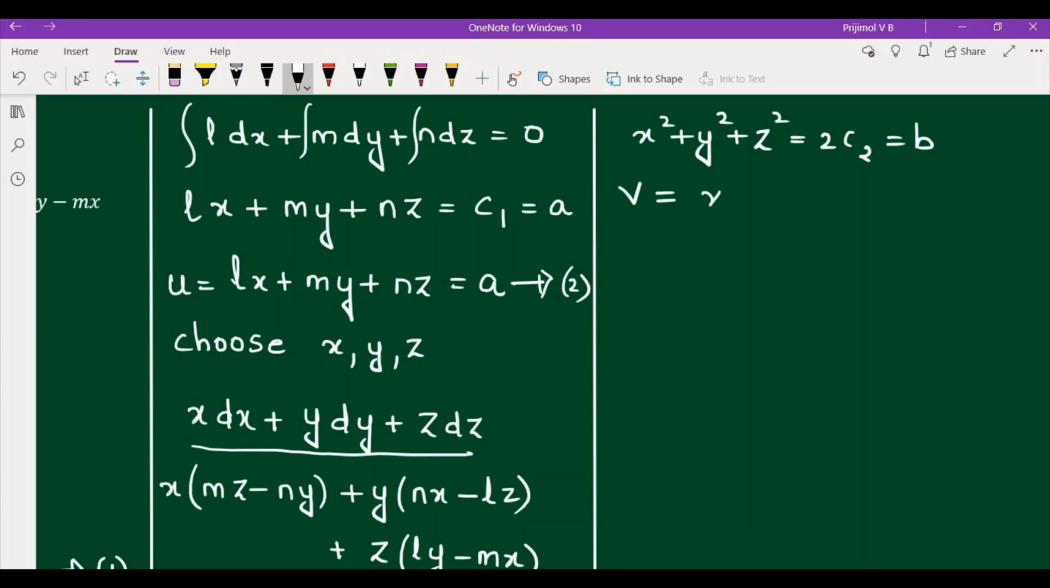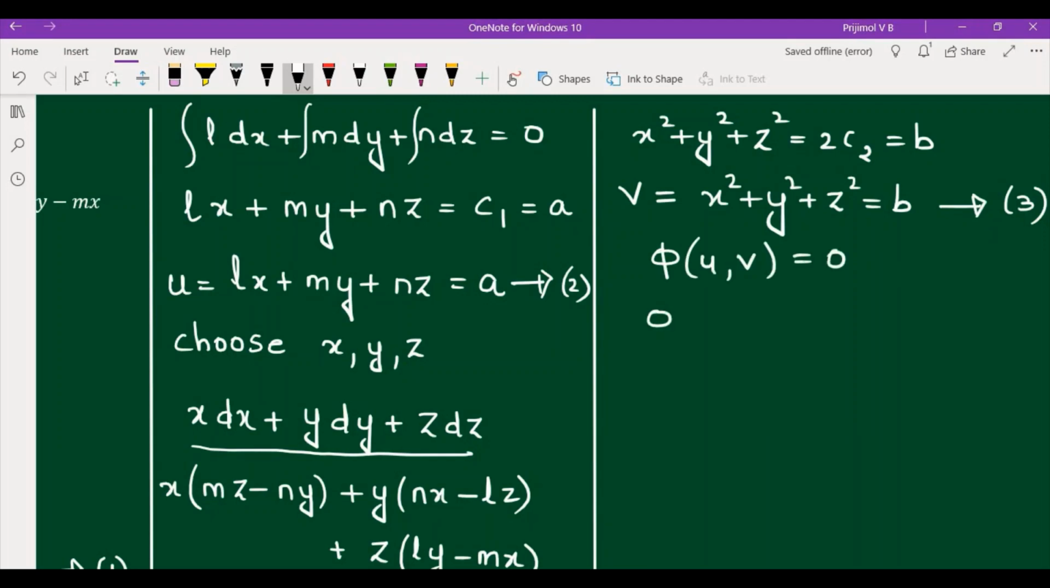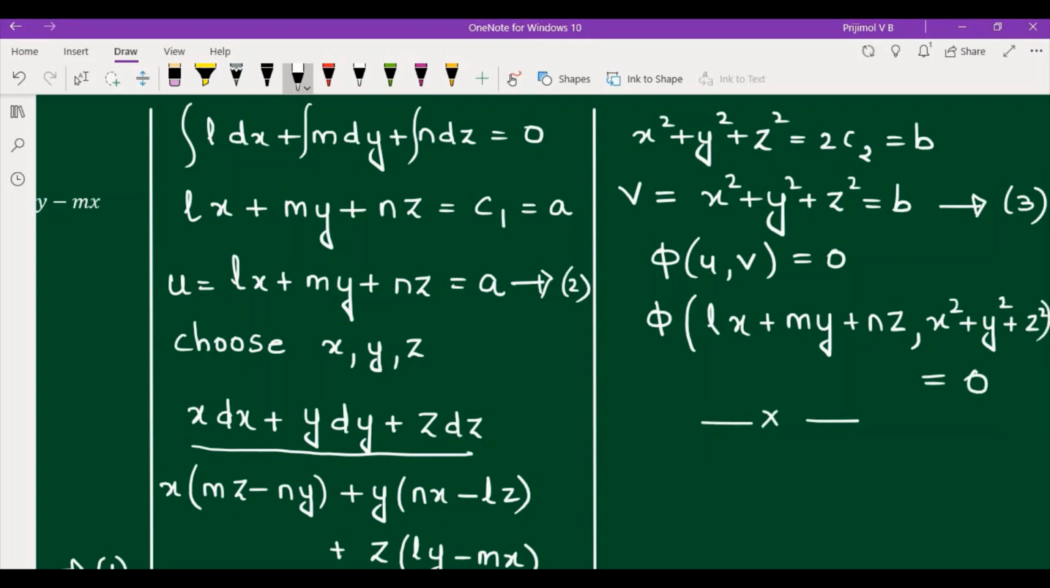I am calling that v: x square plus y square plus z square equal to b. This is our second solution, calling that equation number 3. So we have got our two solutions, u and v, and our general solution of a Lagrange partial differential equation is phi of u, v equal to 0. Now what is your u? u is lx plus my plus nz, and v is x square plus y square plus z square. Thus we have got our solution.